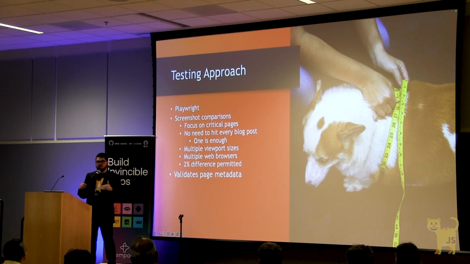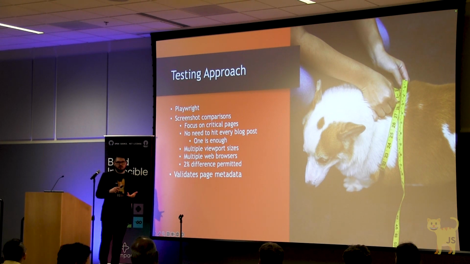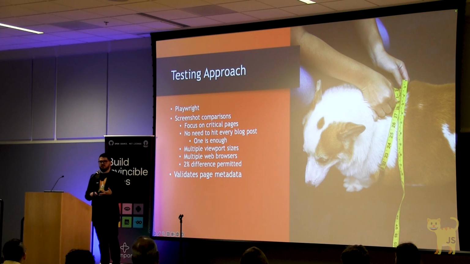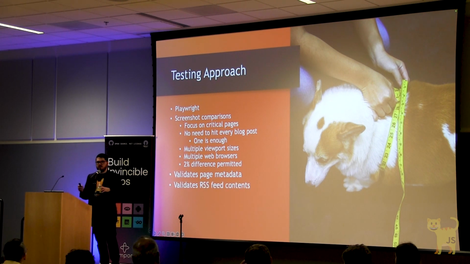Also validated page metadata. So looking at the title, the viewport, the Open Graph metadata that can be part of a page, making sure that those things get replicated correctly. And then also validating the content of the RSS feed.